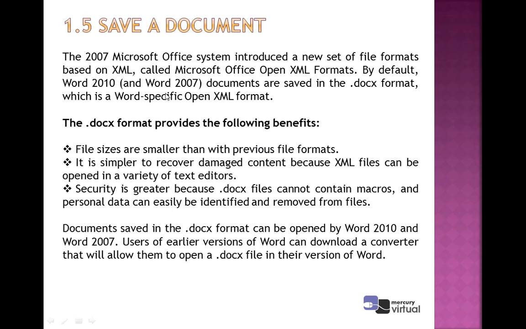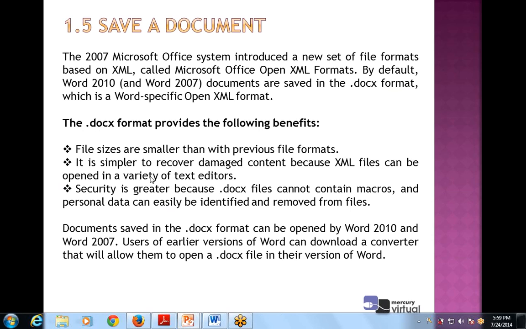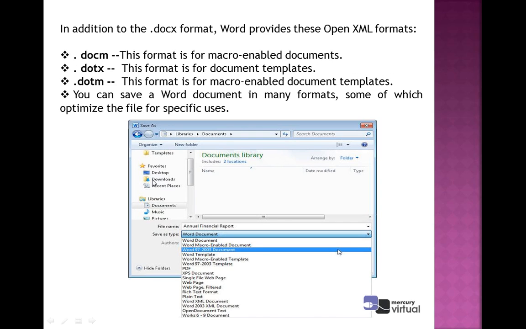to save a document. Microsoft will save the document by default using the extension .docx, and these 3 points show the benefits of the .docx file. Then these are the extensions available: .docm, .docx, .dotm, and these are the file types available. You can save any file type with any file name.